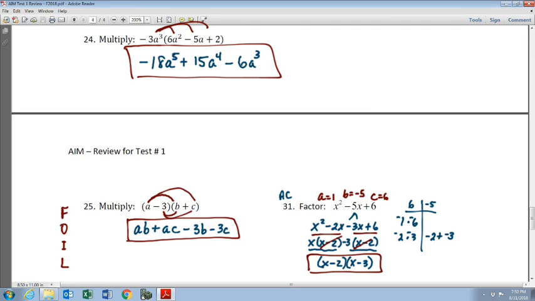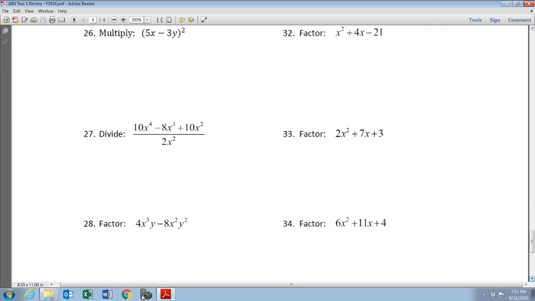So the final thing I want to mention here is you could FOIL this out and verify that that does equal what we started with. So that's always a good way to check yourself. Alright, let's move on to the next screen here. Actually, we're going to stop right here.